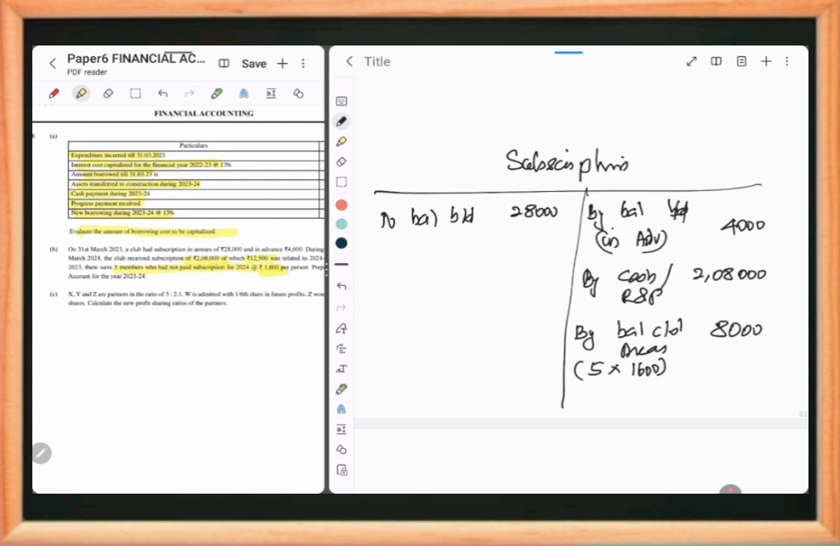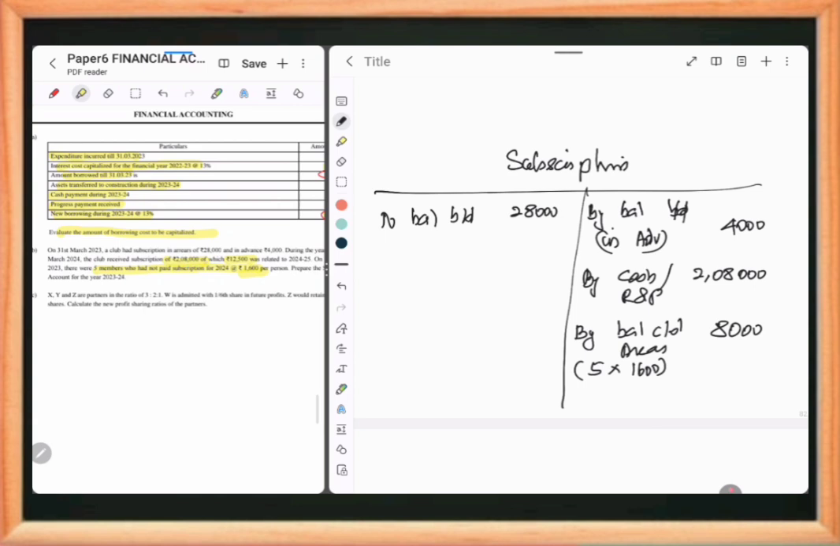And then subscription received in advance, how much? That is 12,500 rupees. Out of the total amount received, 2,08,000, which we have mentioned, 12,500 belongs to the next year. So received in advance is the balance c/d. For the next year's arrears, we have received it now itself. This is advance. We have received it in advance, 12,500.